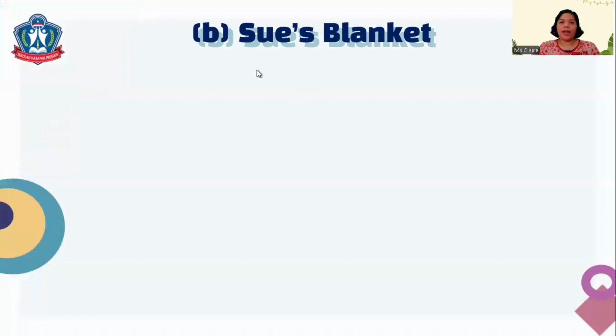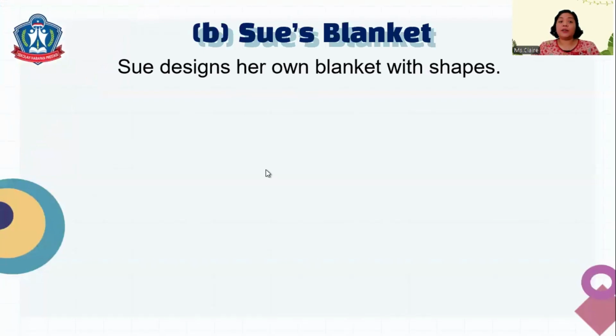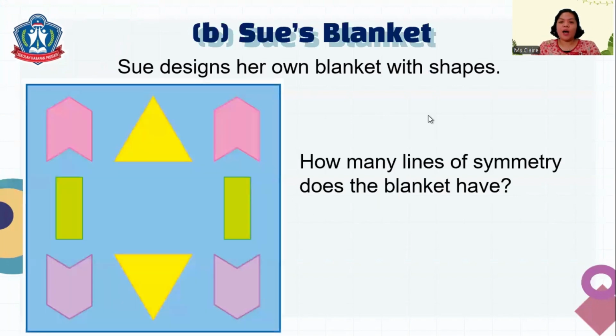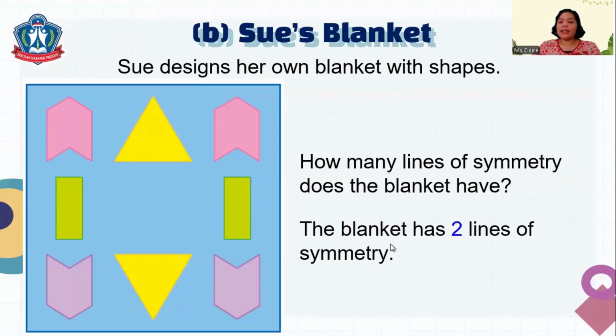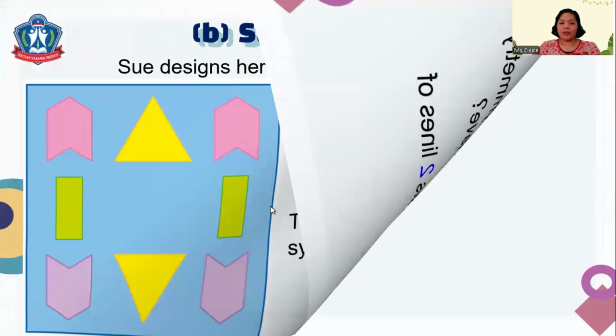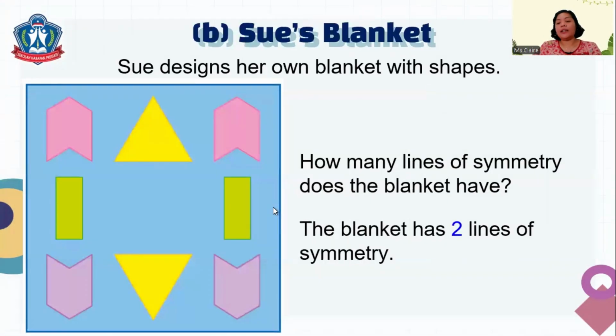Okay, I have here Sue's blanket. Two designs are on the blanket with shapes. Take a look. How many lines of symmetry does the blanket have? The blanket has 2 lines of symmetry. Why do you think it has only 2 lines of symmetry? Can you sketch the lines of symmetry for this blanket? Okay, show your answers during our class, P3.